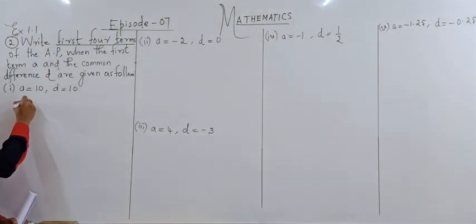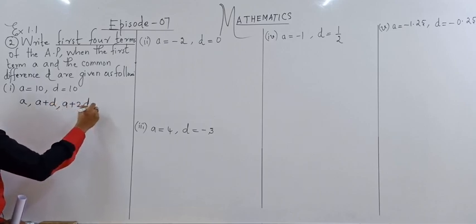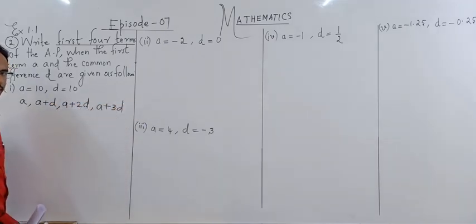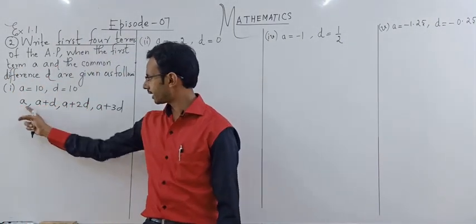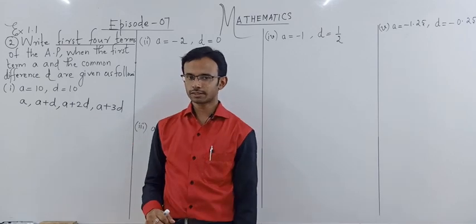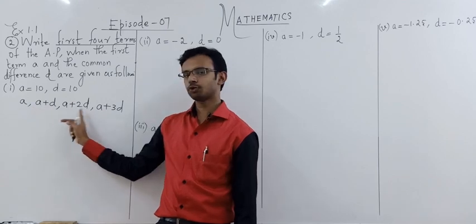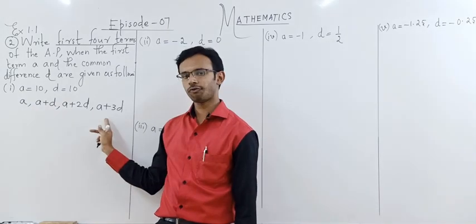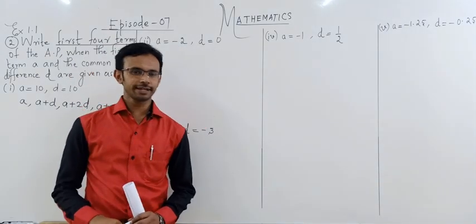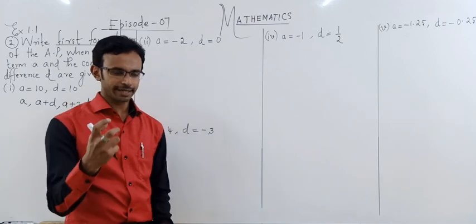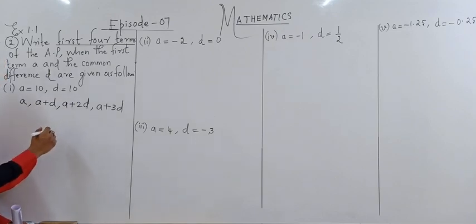Hope you remember this. A, then comes A plus D, then A plus 2D, and finally A plus 3D, and so on. Since here they are demanding us to calculate the first 4 terms only, I am taking only the first 4 terms of the sequence called the general form of AP. The form is A, A plus D, A plus 2D, A plus 3D. So 1, 2, 3, 4 terms are there, and that is what they are demanding from here. Okay, let us go ahead and find the 4 terms.